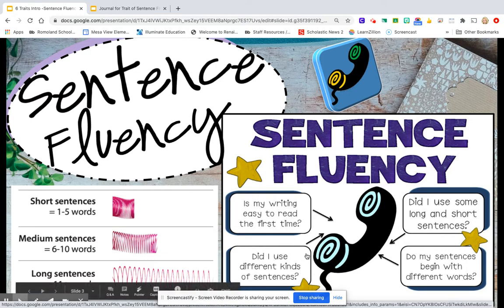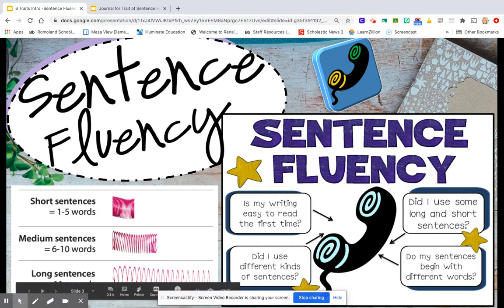Next, you want to make sure that you use different kinds of sentences. That means in your writing, you want to make sure you include statement sentences that have a period at the end, maybe some question sentences, and maybe even some exclamation sentences. And when you use a variety, that really helps to create that fluency in your writing.